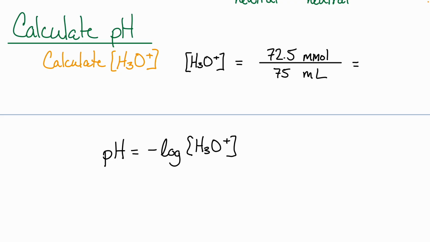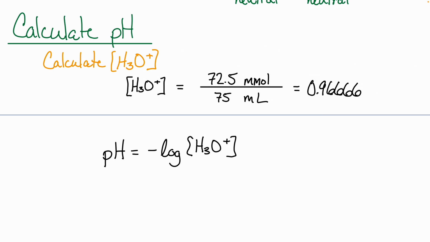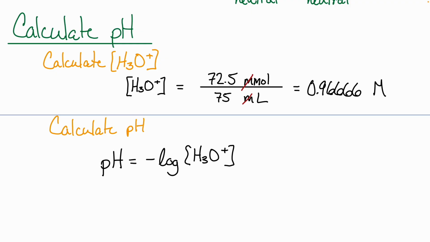All right, and that equals 0.9666666 repeating forever. All right, and again, the milli canceled out, leaving me with units of moles per liter or molarity. So now I can calculate my pH. Negative log of the hydronium ion concentration, plugging that into my calculator. I get a pH of, we're just going to put 3.